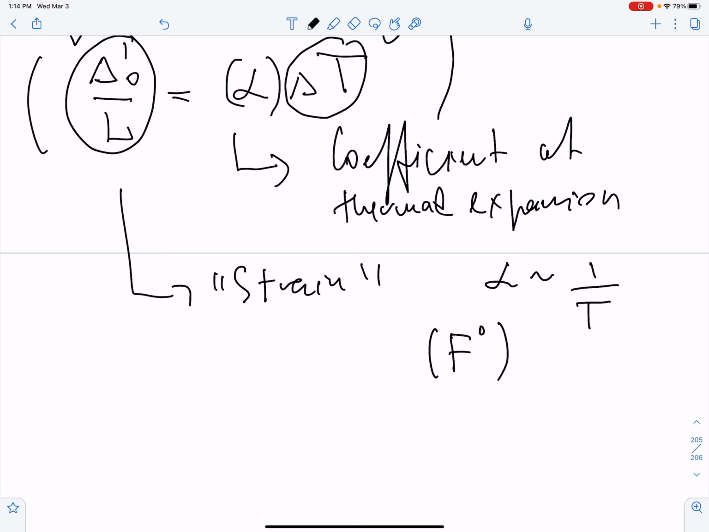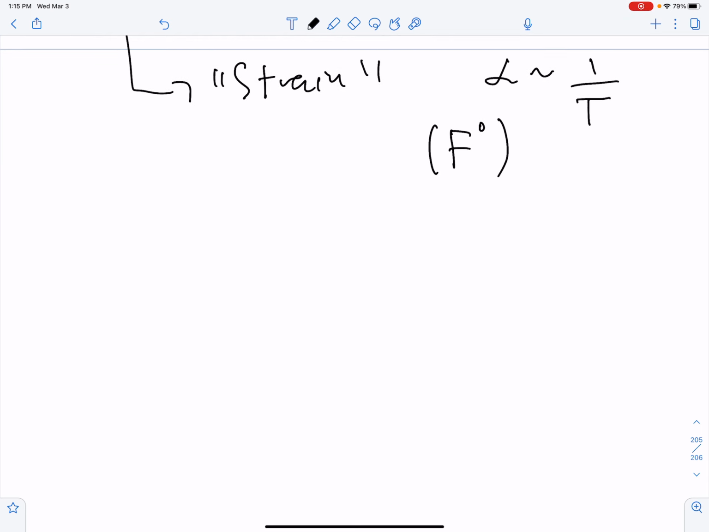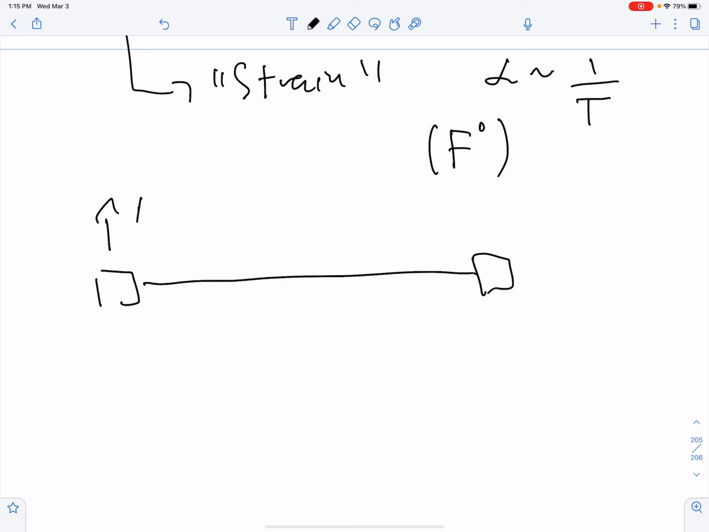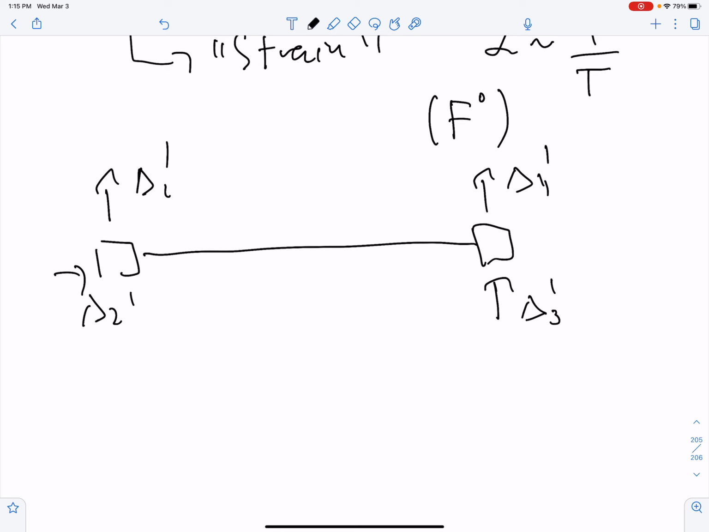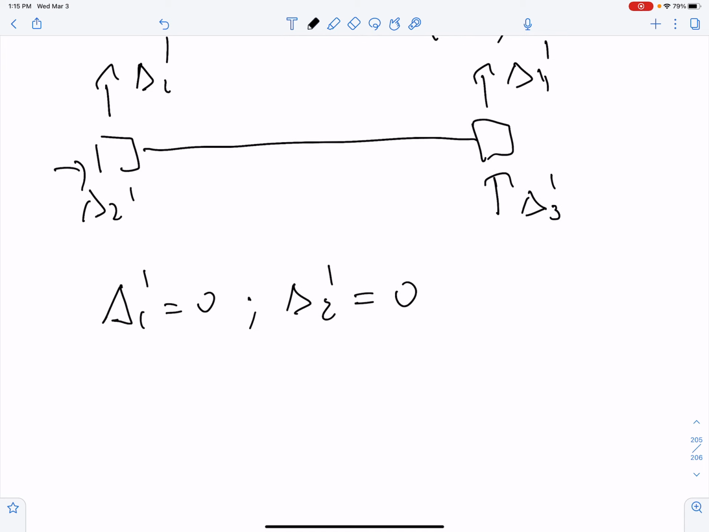So at this point, if we look in the local coordinate system, delta 1 prime, remember, delta 2 prime, delta 3 prime, and delta 4 prime, right? We see that in this situation, delta 1 prime is 0, right? Delta 2 prime is 0. I apologize.